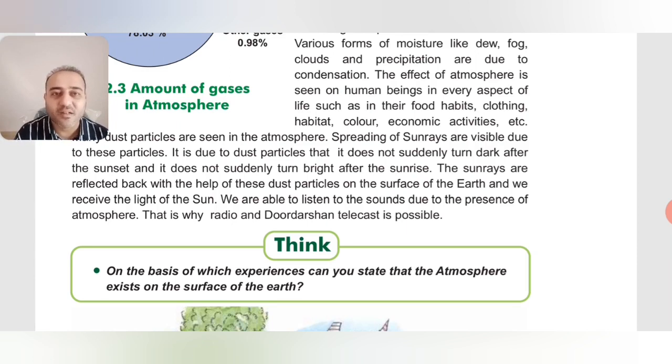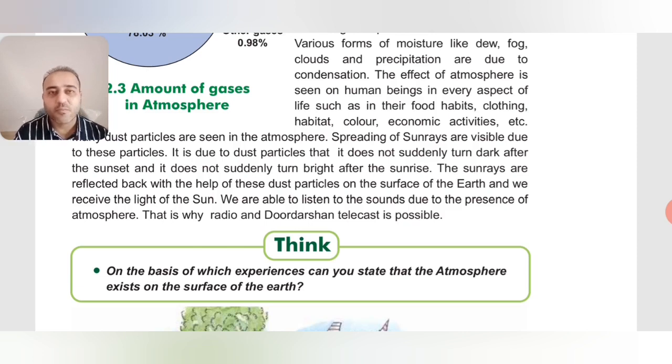If the dust particles were not present on the earth, we would not have been able to see the sun rays the way we are seeing them right now. So the spreading of sun rays is visible due to these particles. It is due to dust particles that it does not suddenly turn dark after the sunset, and it does not suddenly turn bright after the sunrise.